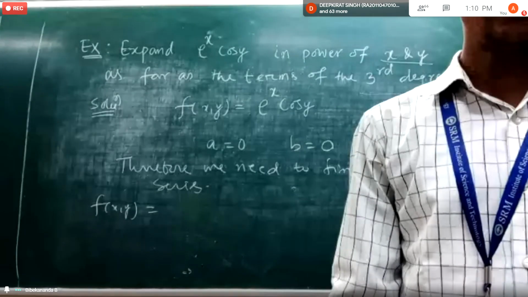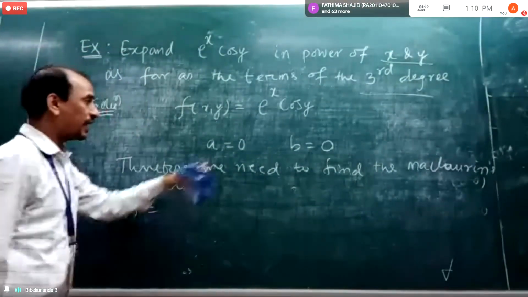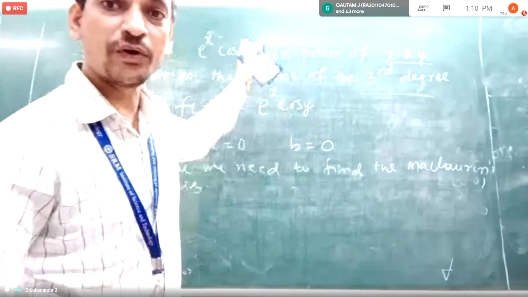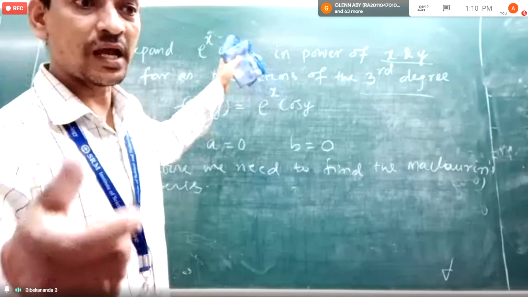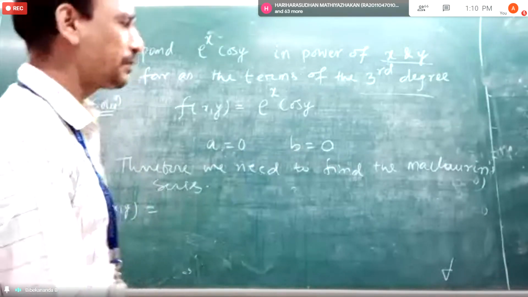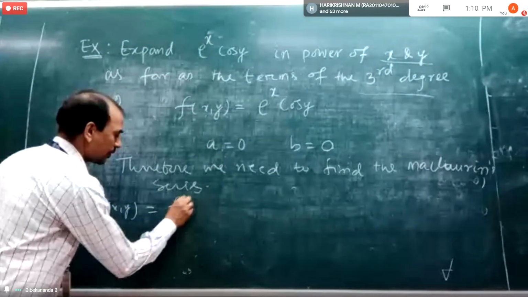Tell me, f of a comma b. Not a comma b, a and b are 0. If a and b are non-zero, we will go for Taylor series. Now I am asking Maclaurin series. I have given Maclaurin series, yes, sir. You tell me that formula. What is the Maclaurin series? f of 0 comma 0. Very good.